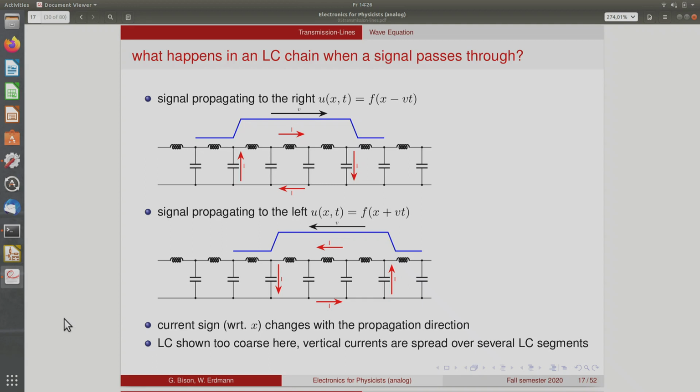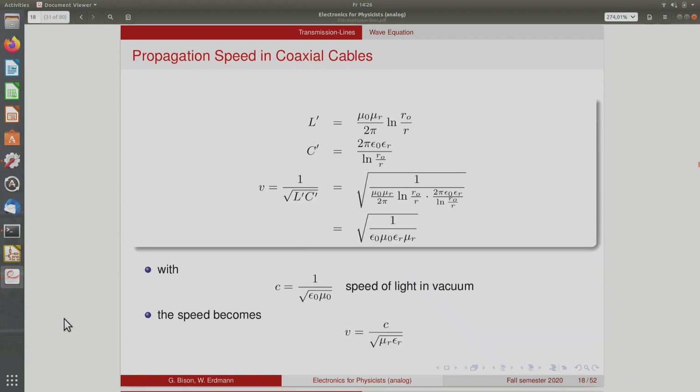Okay, let's estimate or calculate the propagation speed in our coaxial cable. We found that the velocity in a transmission line is given by 1 over the square root of this product. So we plug in the numbers or the formulas for L prime and C prime, and we get this expression.